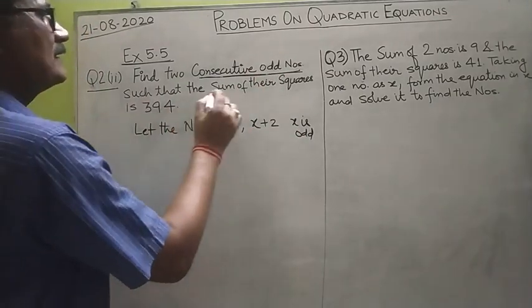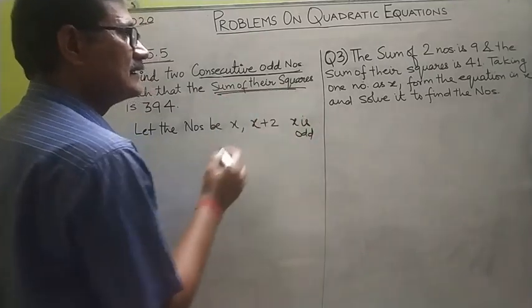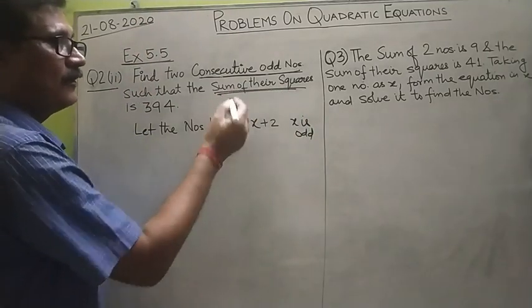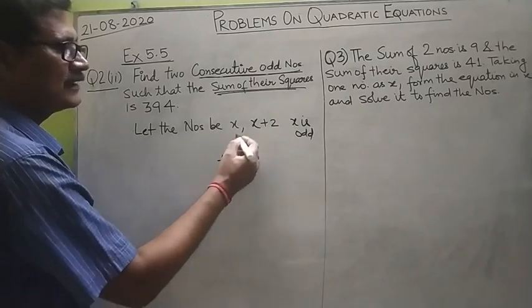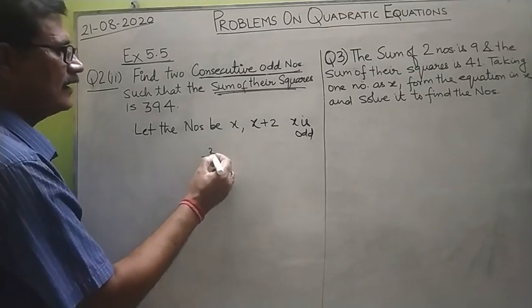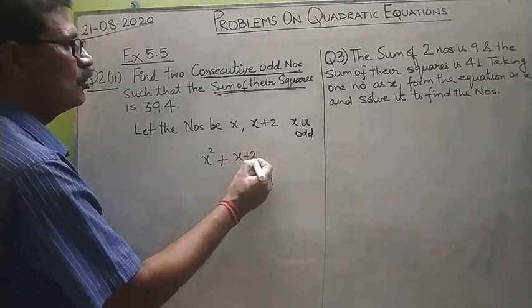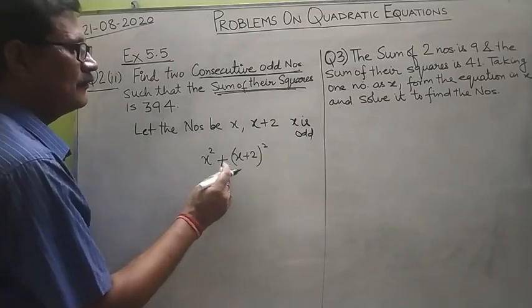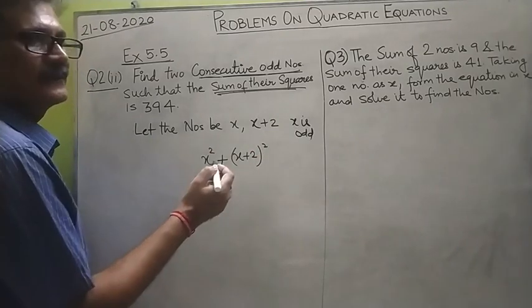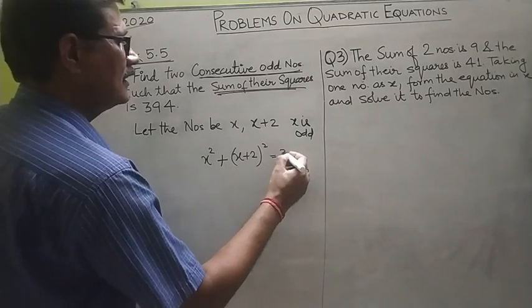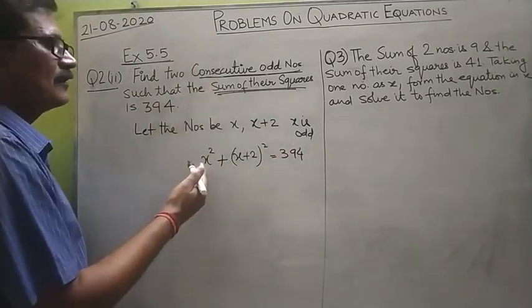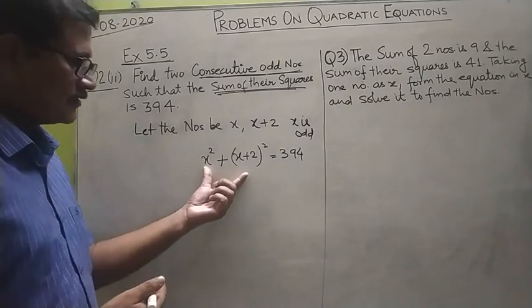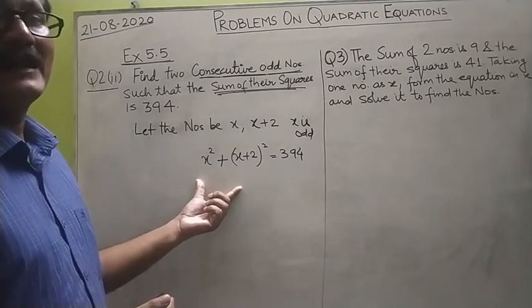Now the next part is the sum of their squares. Sum of what? Sum of their squares. Squares means x square and x plus 2 whole square. The sum of their squares is equal to how much? 394. So this is the equation which is being framed. The word problem has been converted into an equation which you have to solve algebraically.